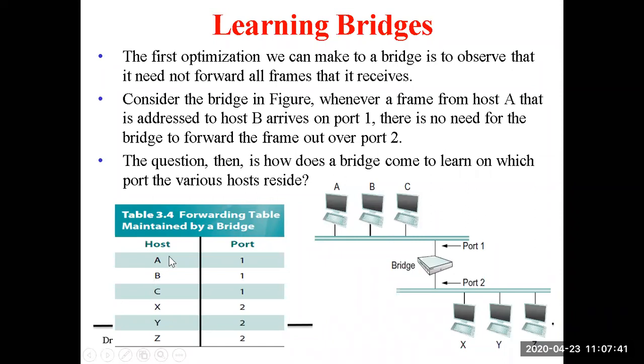The forwarding table maintained at the bridge has the hosts and their respective ports. A, B, C are available on port number 1. X, Y, Z are connected to port number 2. That's all. Very simple. If B is the destination and the frame is coming from A, both are on port 1 only, so it will never forward. If A is transmitting to Y, Y is present on port 2 and A is present on port 1, so it will automatically forward it. This is how it works.